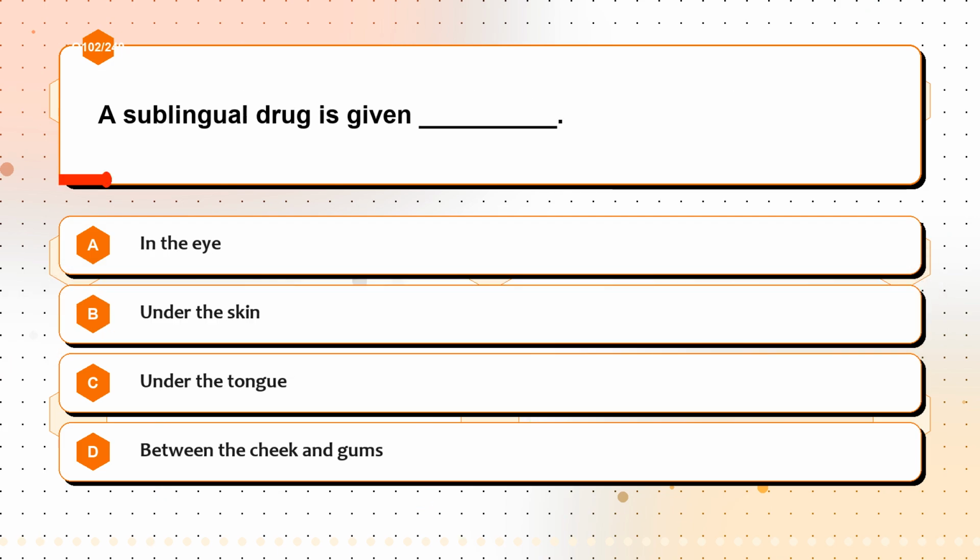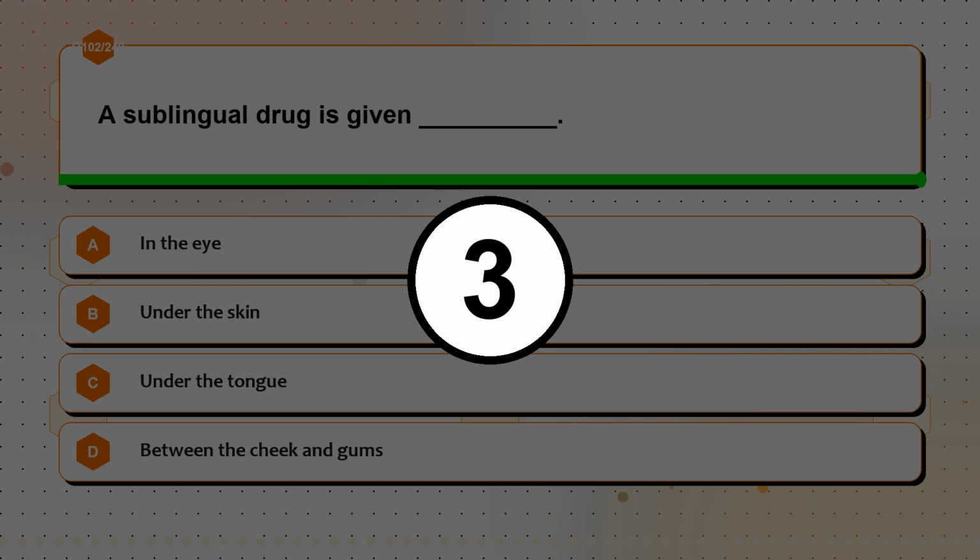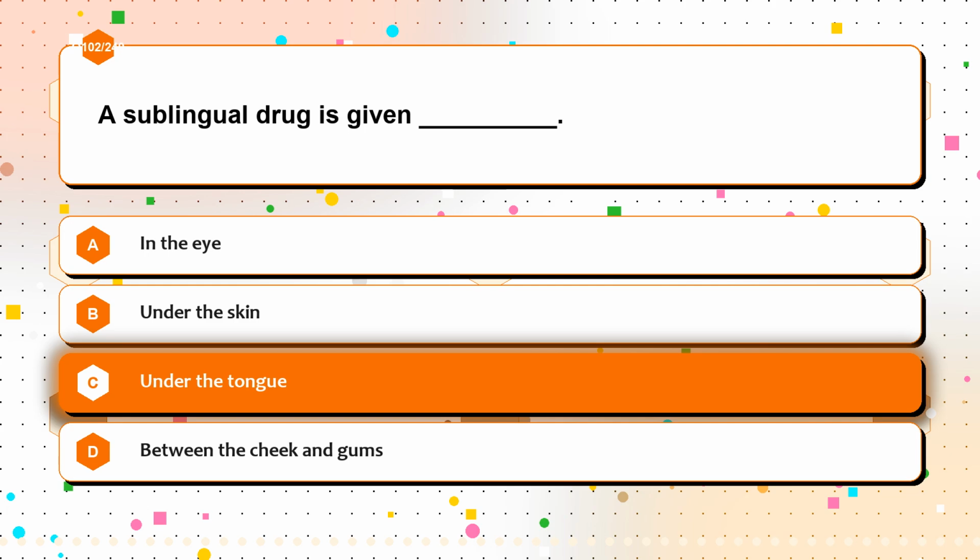Question 102. A sublingual drug is given blank. Here are the options. Option A, in the eye. Option B, under the skin. Option C, under the tongue. Option D, between the cheek and gums. The correct answer is option C, under the tongue.